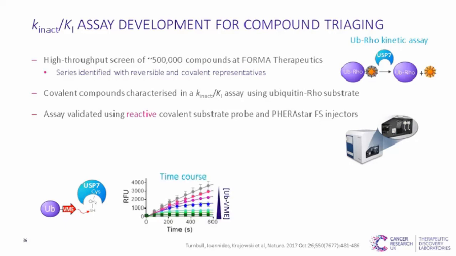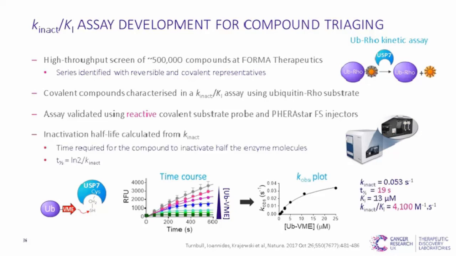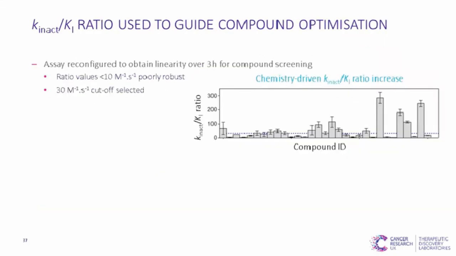We obtained the characteristic curved plots from which we were able to extract the kobs, which we plotted against the inhibitor concentration to determine the kinact and the KI. The kinact can be converted to an inactivation half-life using the equation here, the natural logarithm of 2 divided by the kinact, and this corresponds to the time required for the compound to inactivate half of the enzyme molecules. In this case, it's very rapid, only 19 seconds.